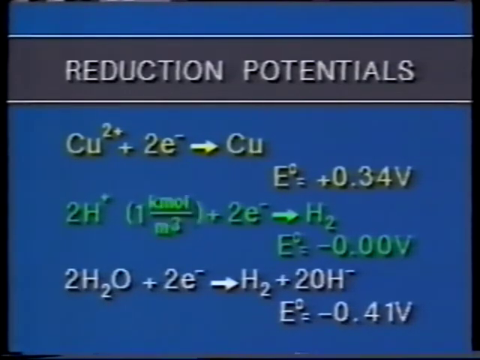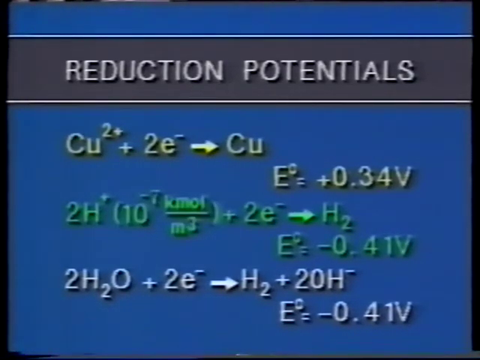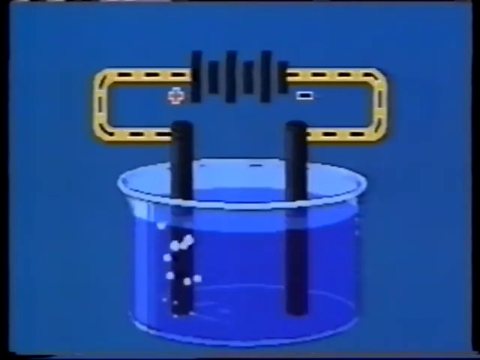Hydrogen ions, in fact, are not in a standard concentration, but scattered throughout the water. And so the reaction has a very low half-cell potential. And so does this reaction, compared to the copper reaction. Consequently, the copper ions grab the electrons and are reduced. As they do so, they plate out on the electrode.